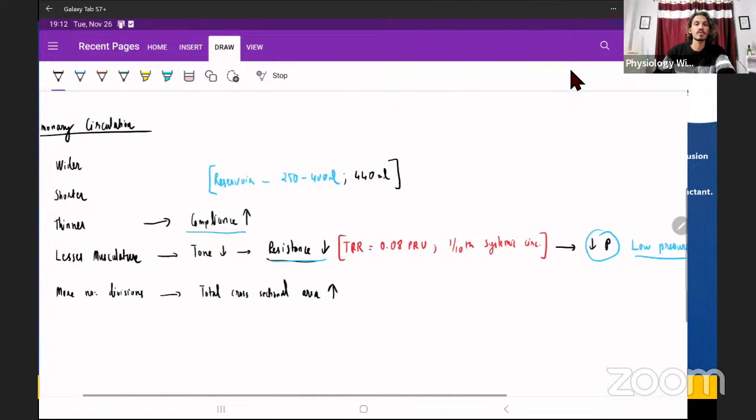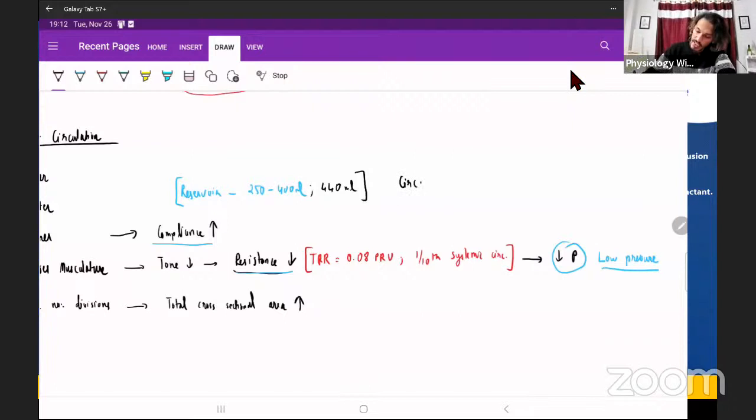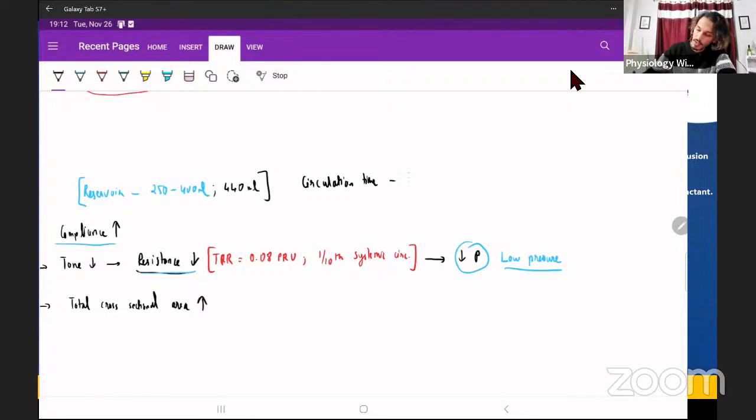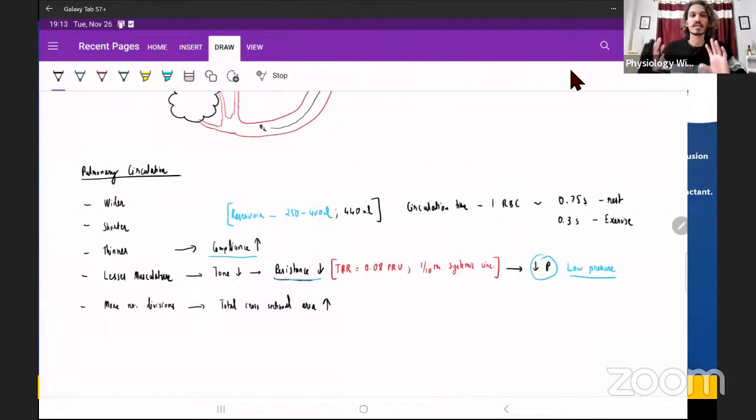Now, apart from that, if you are to talk about the transit time, the circulation time of 1 RBC, it is around 0.75 seconds for crossing the entire pulmonary circulation. Okay, so that is at rest. On the other hand, during exercise, it can go down to 0.3 seconds. So these are some peculiarities of the pulmonary circulation.